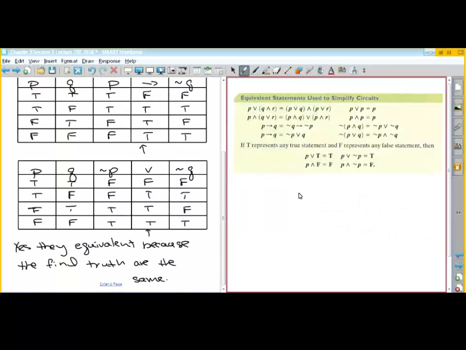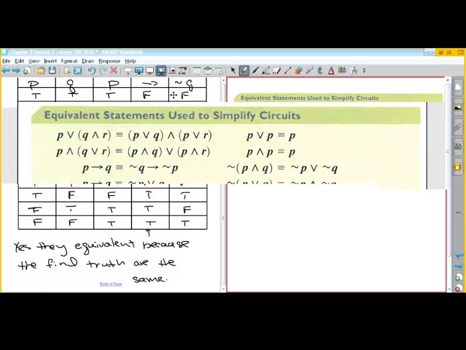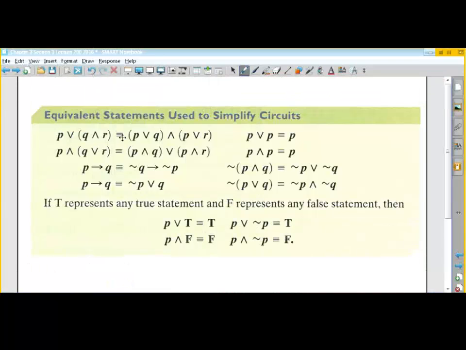So in the book, we're not going to use this, I'm not going to ask you to memorize them, but I'm just going to talk about them. Here are some other equivalent statements. They're equivalent because they have three little horizontal lines here. So the truth value that you would get from this would be the same as the truth value you get from this. I don't know what they are, but they're the same.